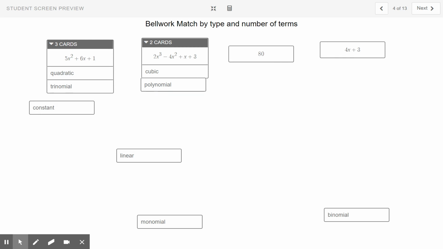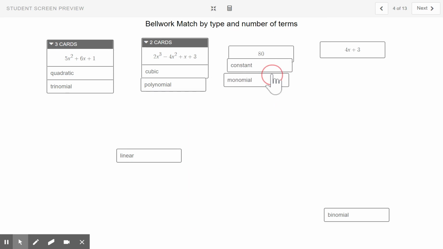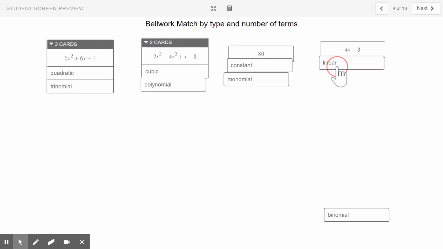80 has no variable with it, so that is just a constant, a number without a variable. And it is 1 term, so we call that a monomial. Linear, because the exponent's 1, and this is binomial because there's 2 terms.